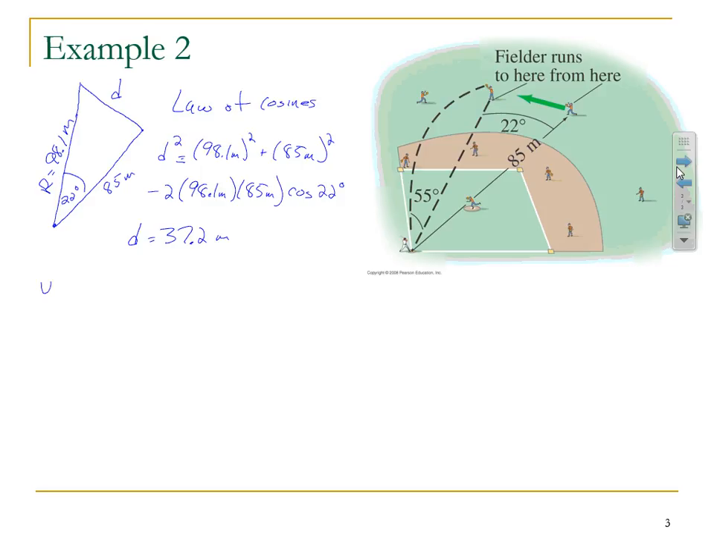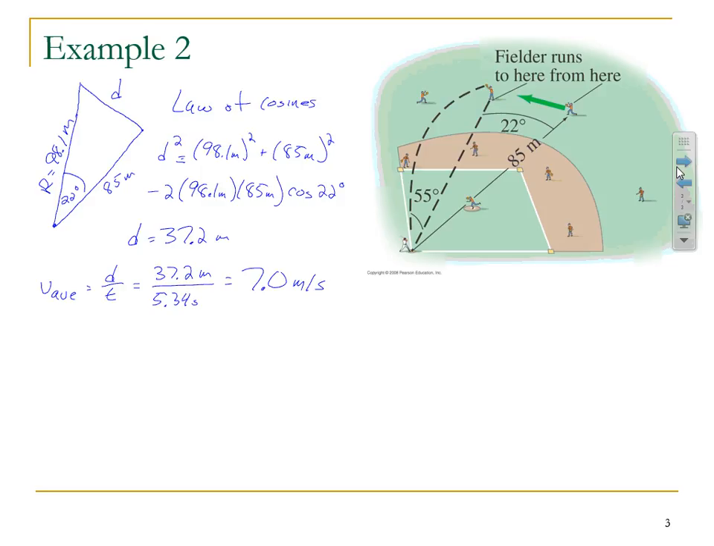So now I can calculate my average velocity that Adam needs to run, which earlier I said was D over T. D now we know is 37.2 meters. Time is 5.34 seconds. So this works out to a speed, or the magnitude of the average velocity, of 7.0 meters per second.